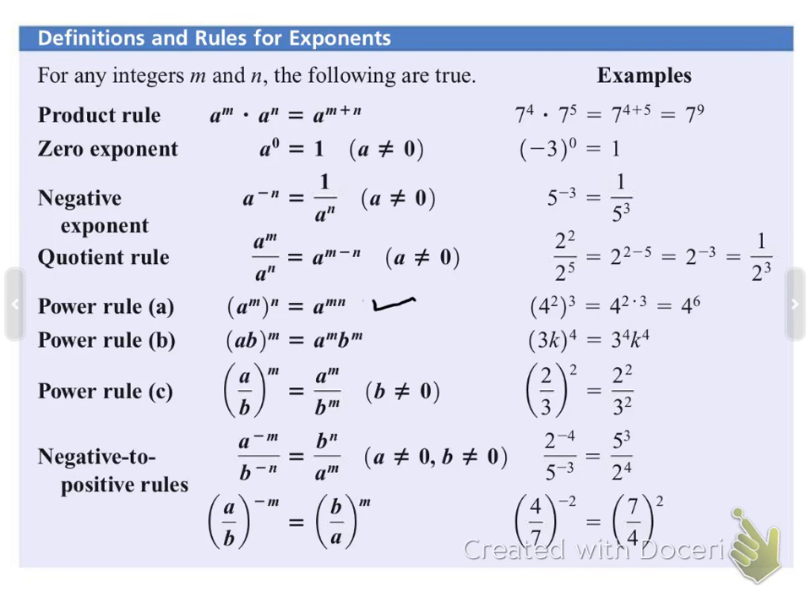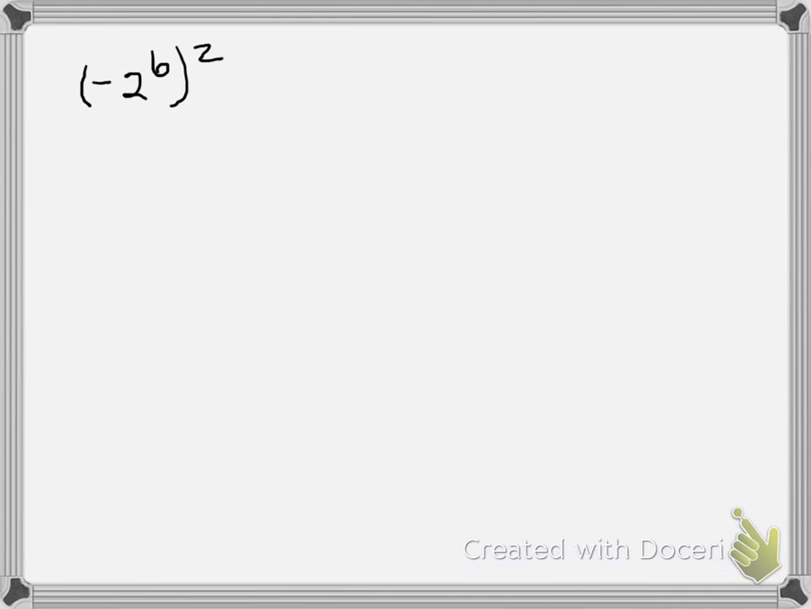That's power rule A. Power rule B, if you have a product raised to a power, then each factor within the product is raised to that power. I think that's all that we'll use on this one.